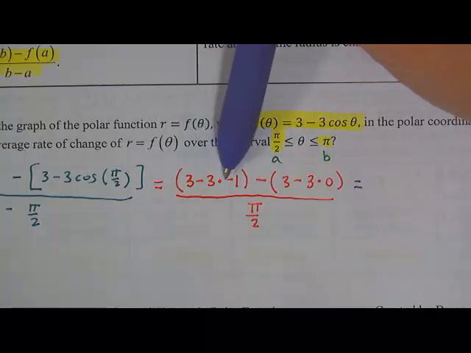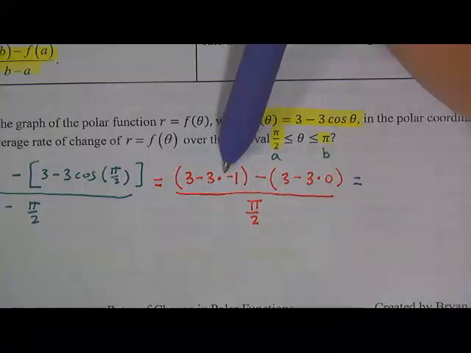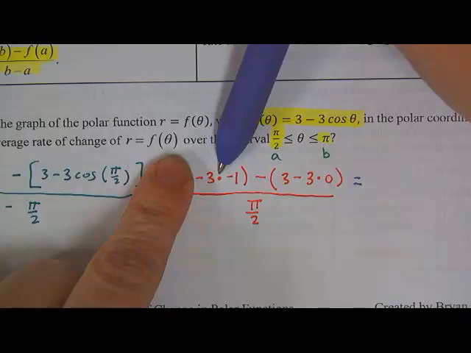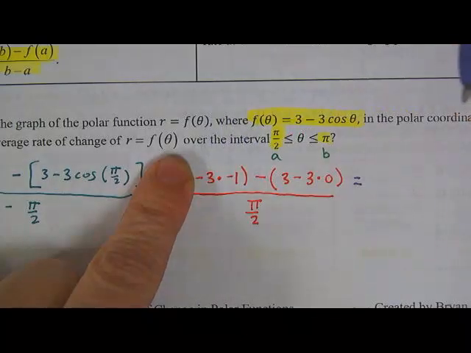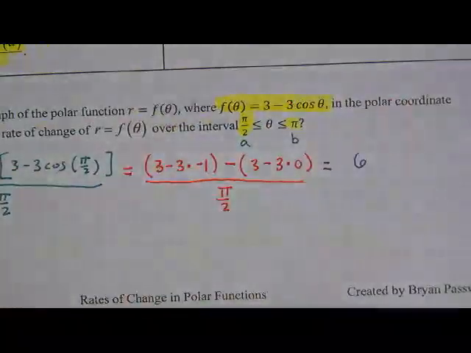3 minus 3 times -1. It's not 0. It's 6. What? How does that turn into 6? PEMDAS says you have to do what first? You have to multiply first. What's -3 times -1? 3. What's 3 plus 3? 6.